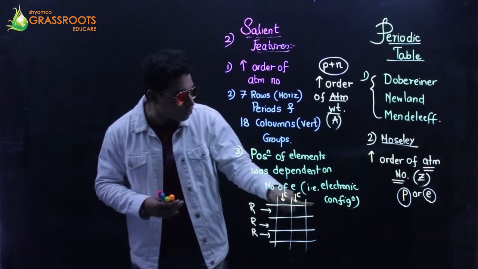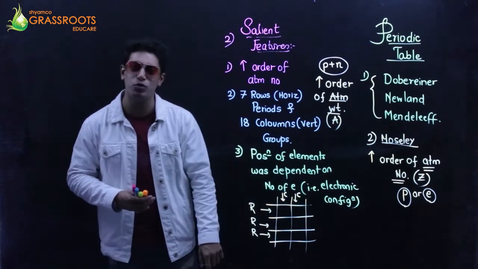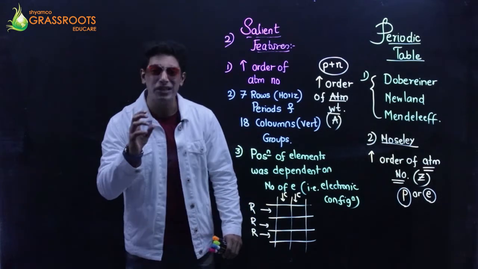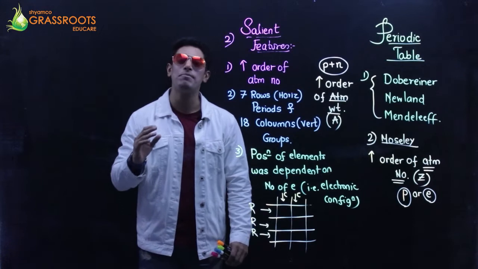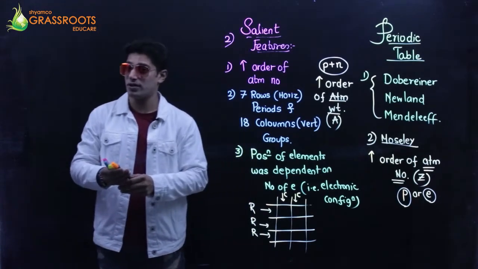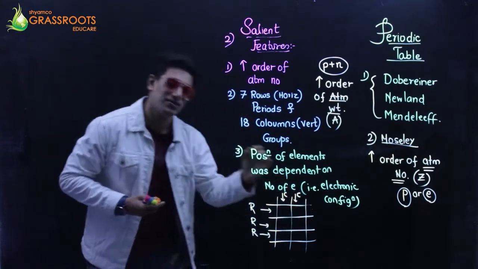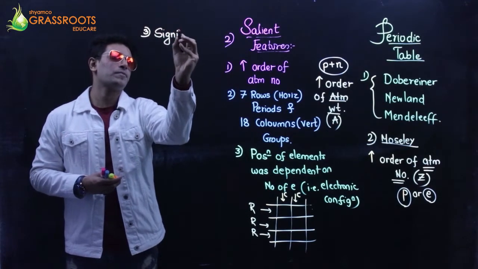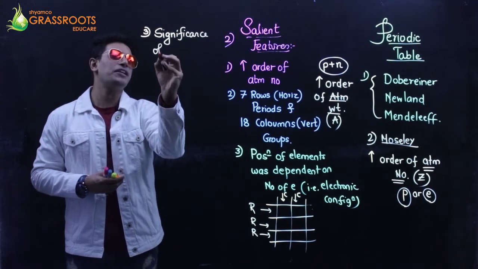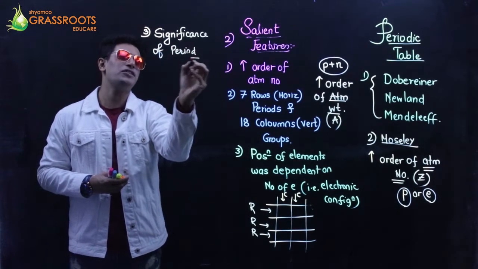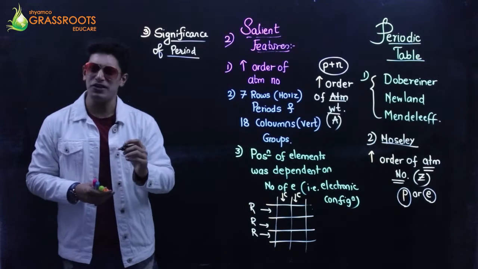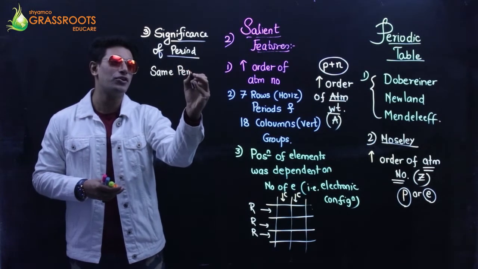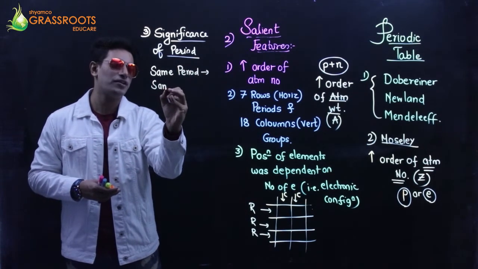Across the period, horizontally, left to right, the elements were differing by chemical nature, yes, for sure, but they had the same number of shells. Now what's that? That's the significance. So if I happen to talk about first the significance of a period, means row, horizontal. What's the significance of the period? Elements in the same period, they have same number of shells.